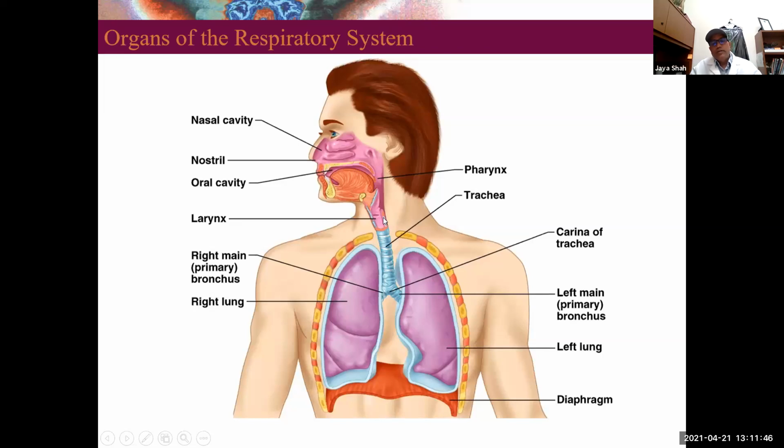Okay. So now you can see here, if you can see this model? Yes. So this is the larynx. Larynx is made up of 9 cartilages. And if you open inside, you can see here, this is the vocal fold, which produces sound. And then in posterior, you can see the epiglottis.